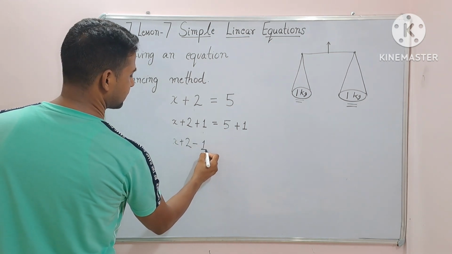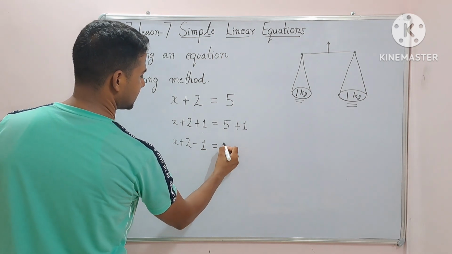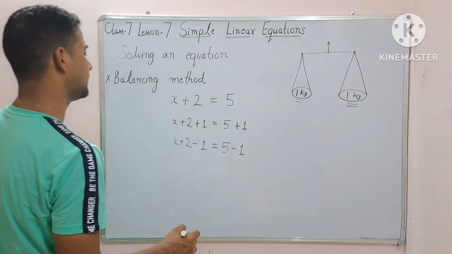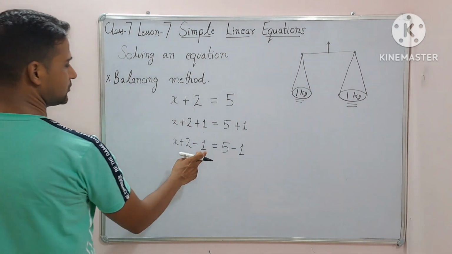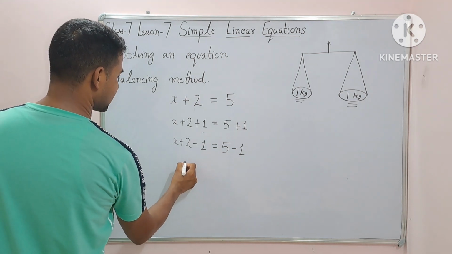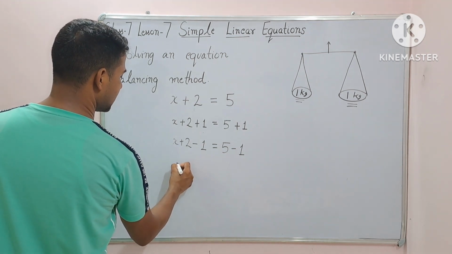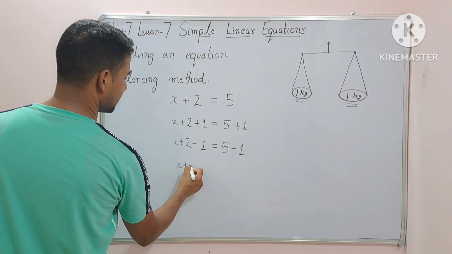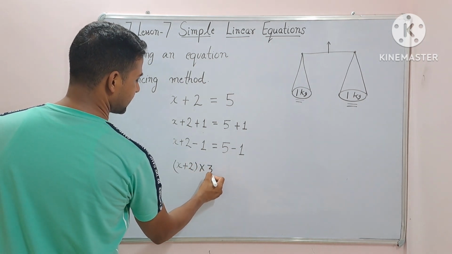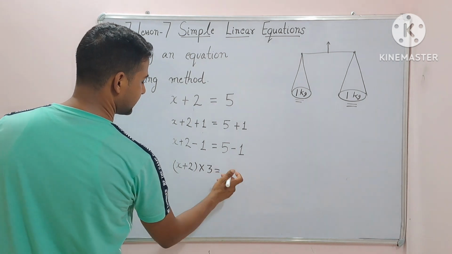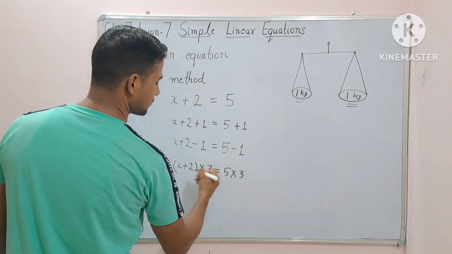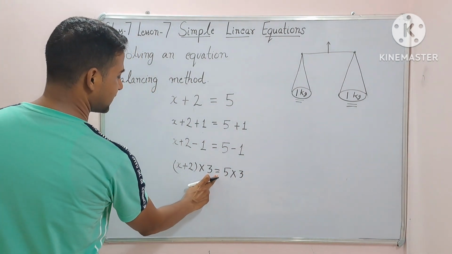If we subtract 1 from the left hand side, we have to subtract 1 from the right hand side also to maintain this balance. If we multiply by 3 on the left hand side, we should multiply 5 by 3 also to maintain this balance.